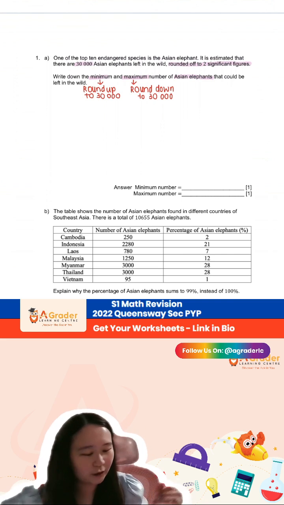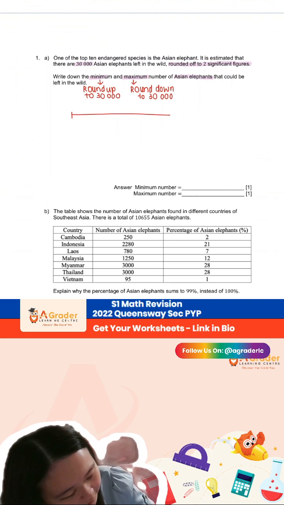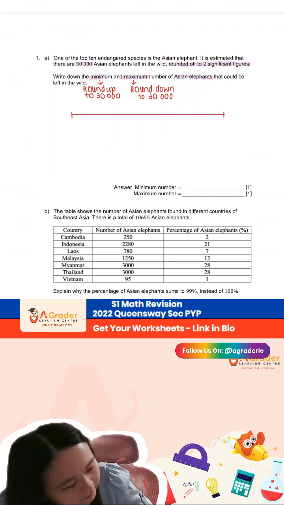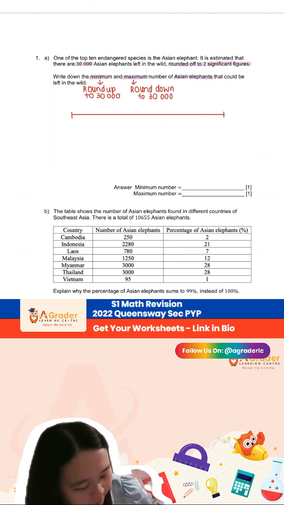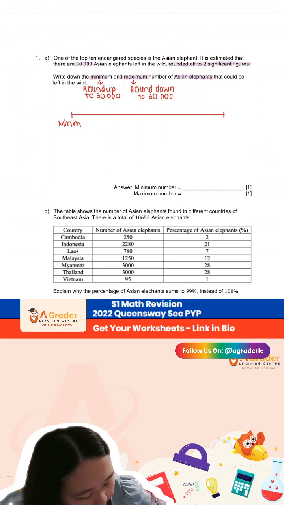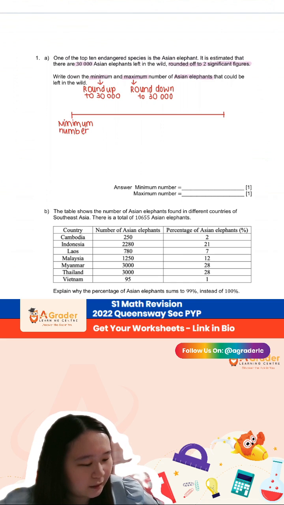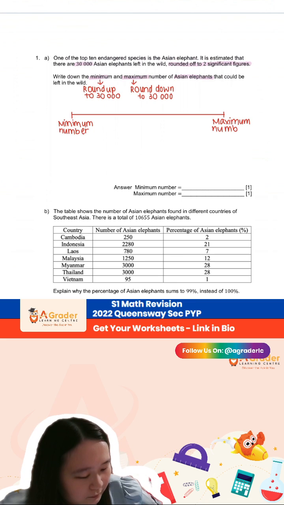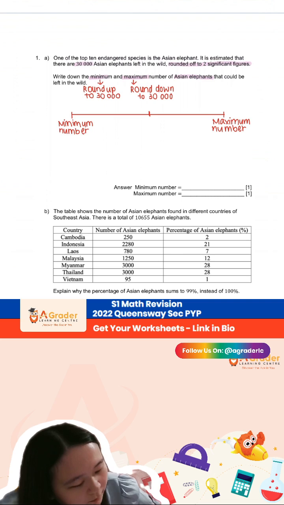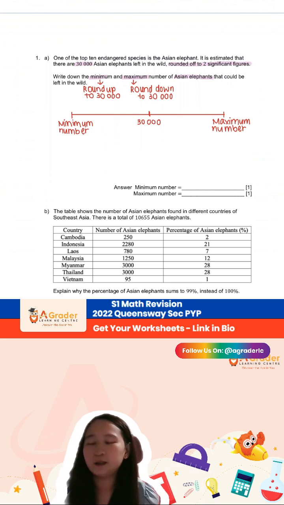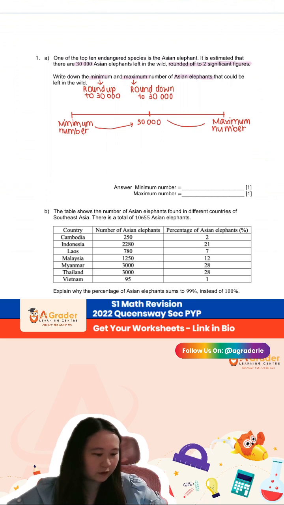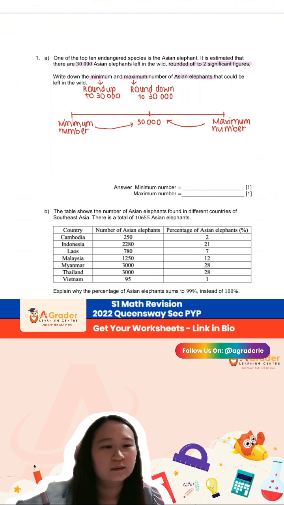Okay, what we can do is draw a number line here. The smaller number on the number line is usually on the left, the bigger number is on the right. So your minimum number will be here, and then your maximum number will be here. Your minimum number will be rounded up to 30,000, and your maximum number will be rounded down to 30,000.